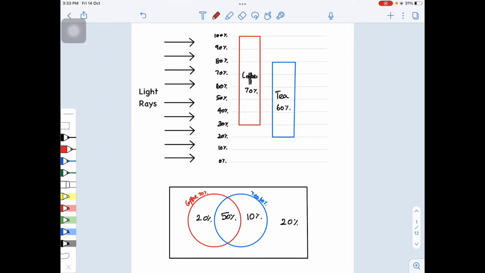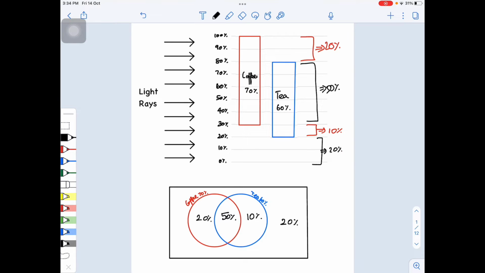Now, how many people drink only coffee? Here, light rays that pass through only the red color region is 20% of the light rays. How many people drink only tea? This, which is the light rays passing through only the blue color filter, which is 10%. How many people drink both tea and coffee? It corresponds to this particular region, which is from 30 to 80%, which is 50%, which corresponds to light rays passing through both the filters. And how many people drink neither tea nor coffee? In the Venn diagram, it is 20%. In the light and filter method also, it is 20%.